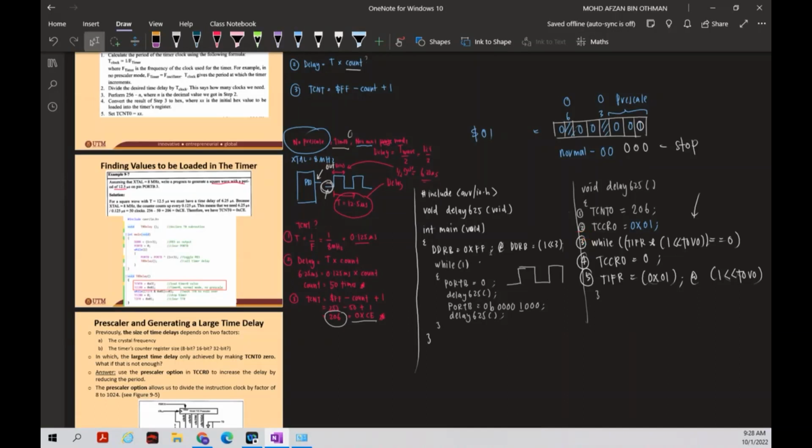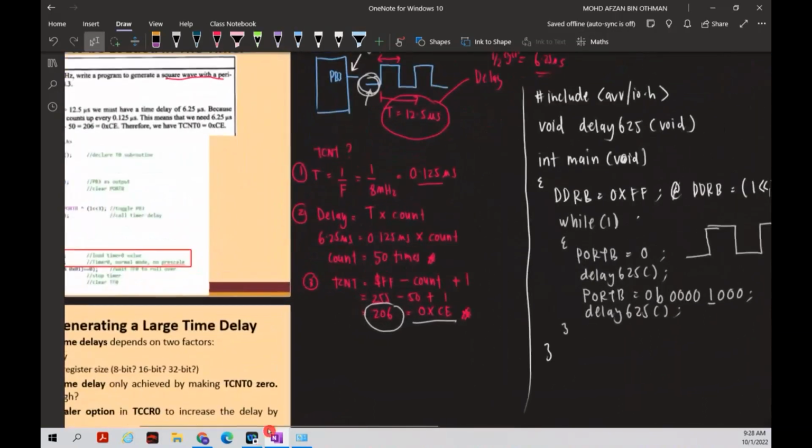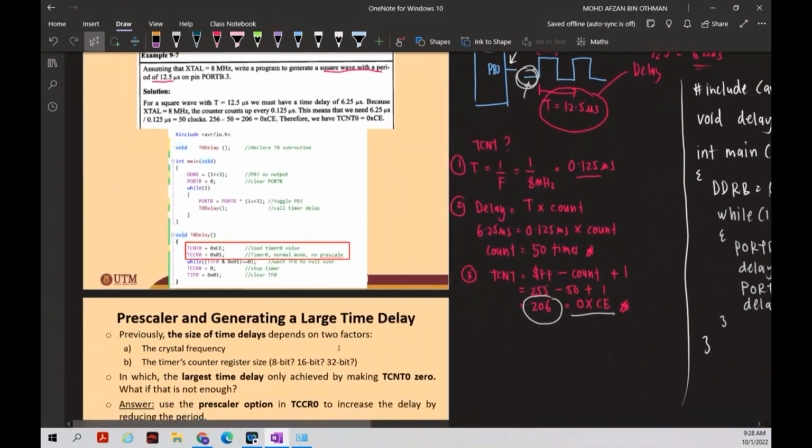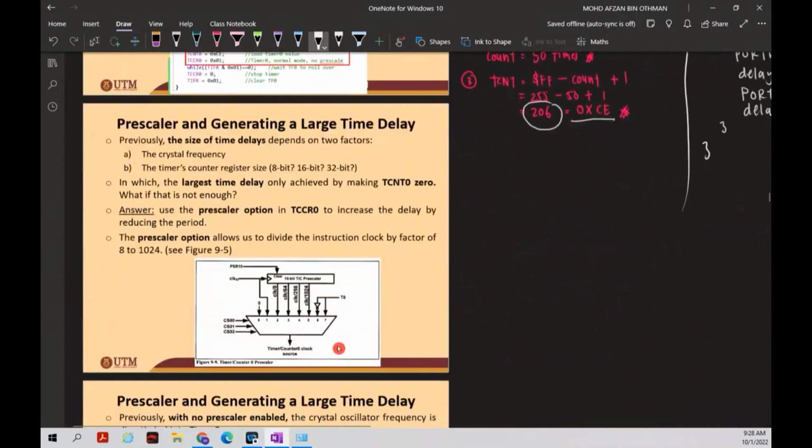Okay. So if no question, next we go to the next slide, which is how to generate a larger delay. So previously, the size of the time delays depended on 2 factors. First, your crystal frequency, which is your XTAL. We know that T equals 1/f and delay equals T multiplied by count.